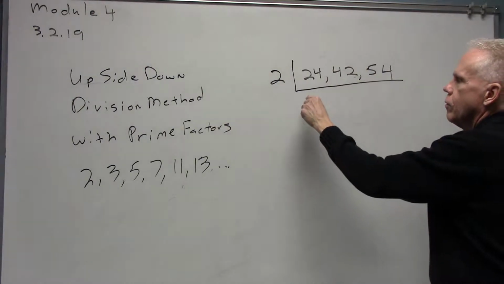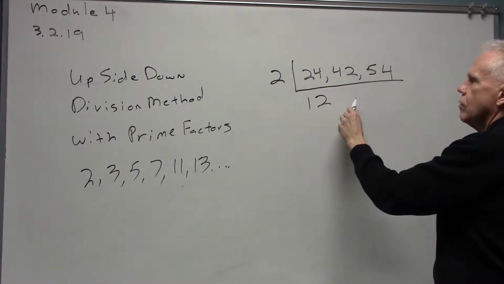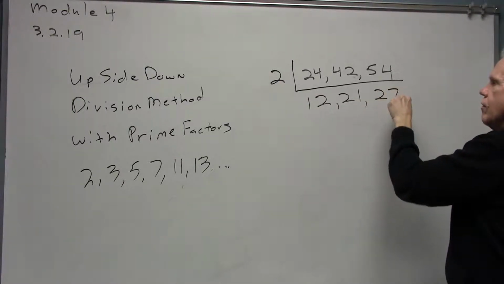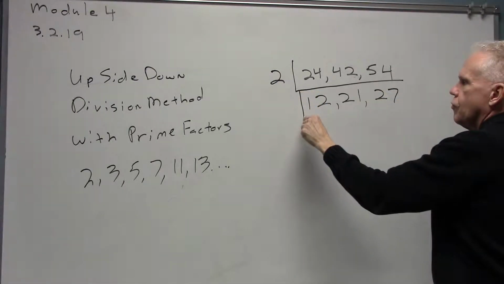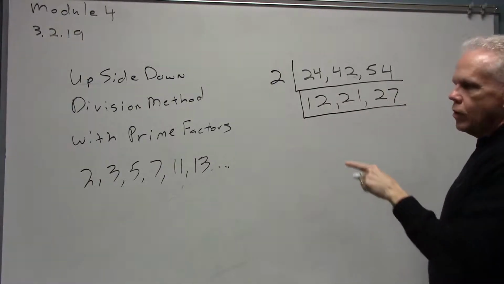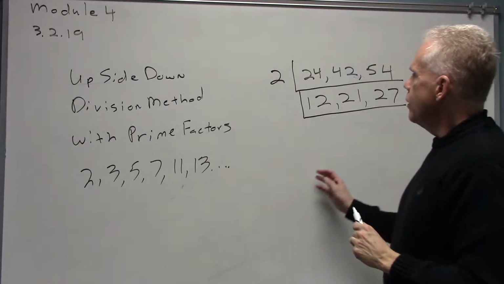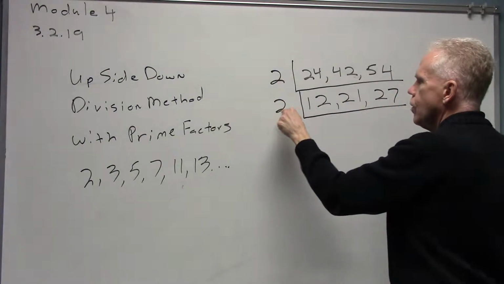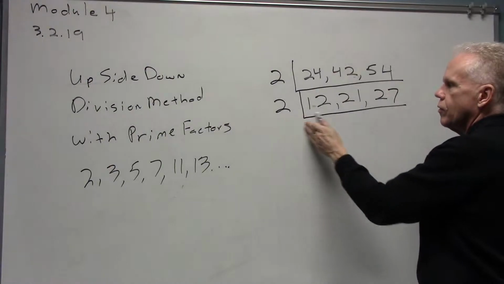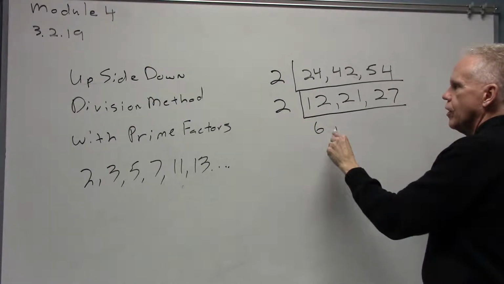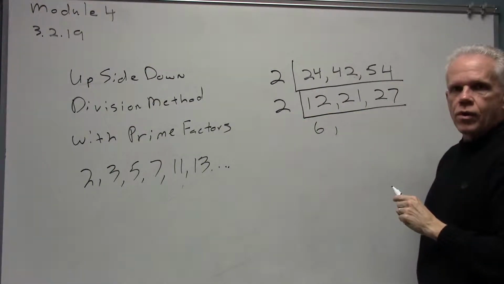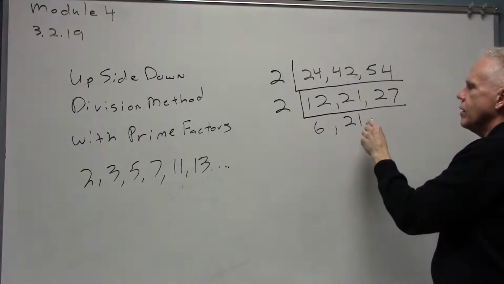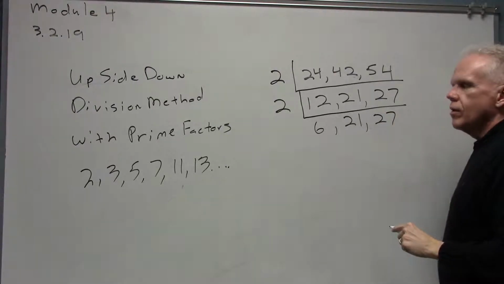Divide 2 into 24, we'll get 12. Divide 2 into 42, we'll get 21. Divide 2 into 54, we'll get 27. Okay, now as we look at our new set of numbers here, we'll also stay with the 2 and look, does 2 go into any of these? Well, 2 still goes into 12. Now since 2 goes into 12, we'll divide 2 into 12 and get 6. Now 2 does not go evenly into 21, so we leave the 21 alone, and 2 does not go evenly into 27, so we leave the 27 alone.